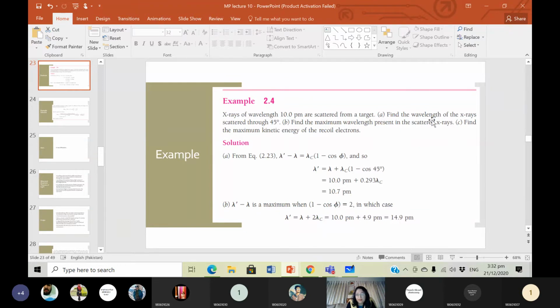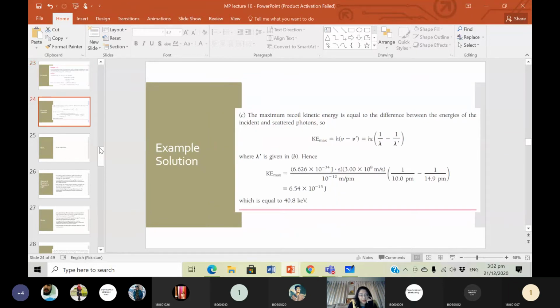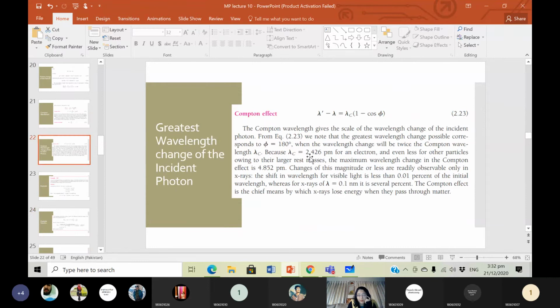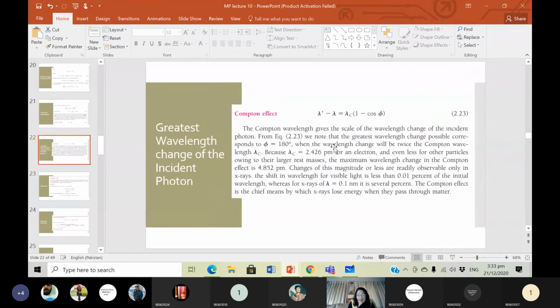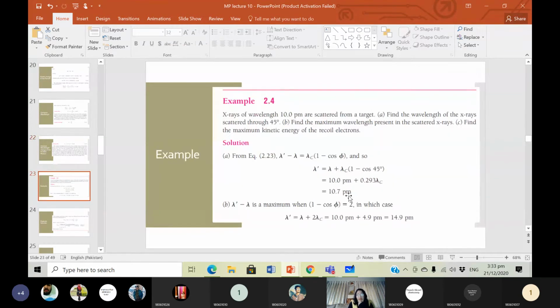So basically here, find the wavelength of the X-rays scattered through 45 degrees. So phi here is 45 degrees, okay? And we have the incident wavelength, which is 10 picometers. And lambda c, what is its value? It is 2.426 picometers. Okay? So we'll insert that here. 1 minus cos 45 is 0.293. So we put in the lambda c value, which is 2.426 picometers. So here we will get 10.7 picometers.